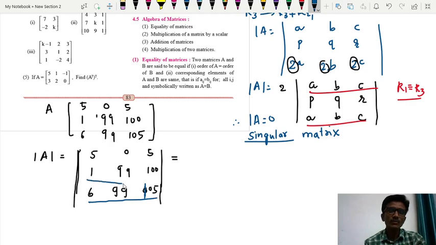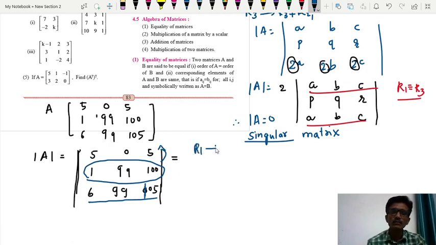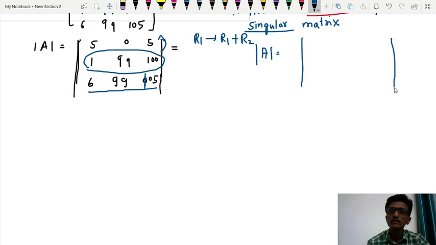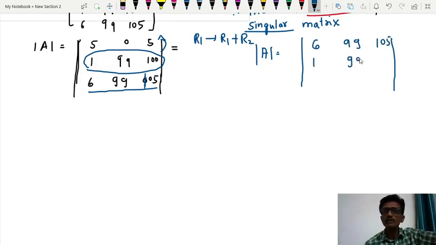Now if we add this row in the first row, what will we get? By R1 is equal to R1 plus R2, you will get determinant of A equal to, adding the second row in the first row, 6, this will be 99, 105. There is no change in the second row.